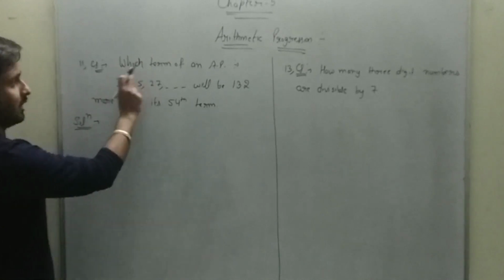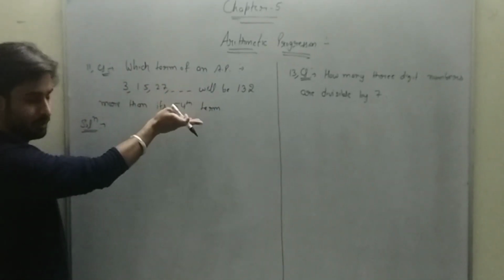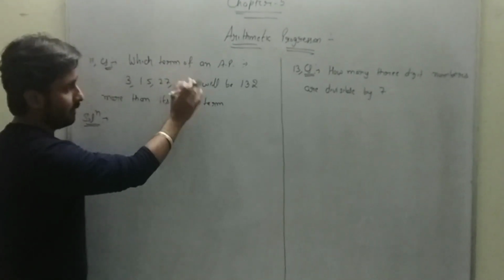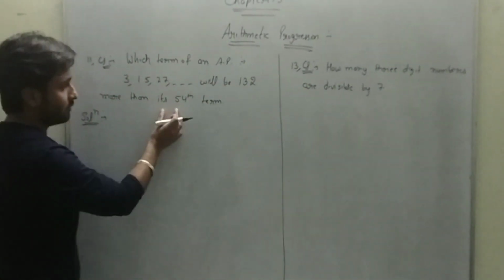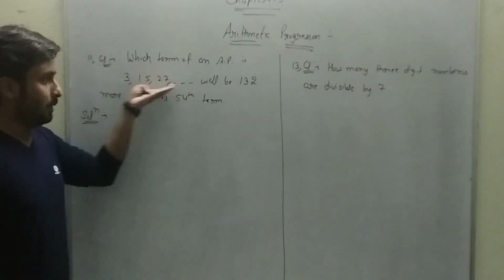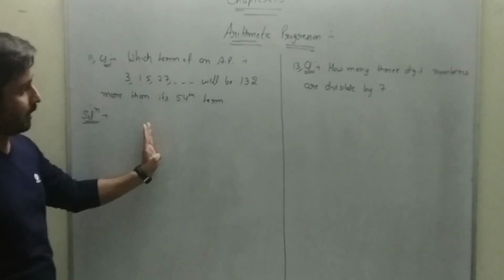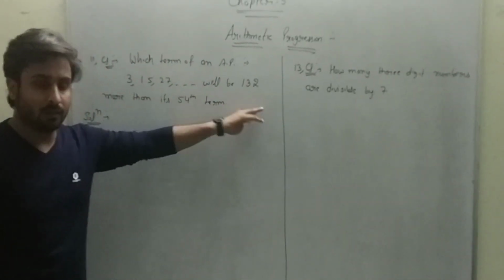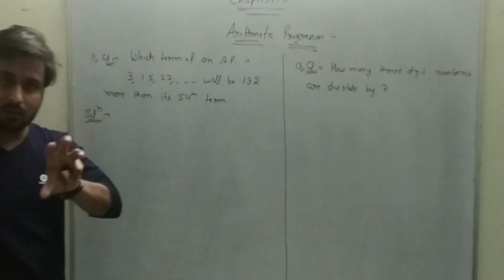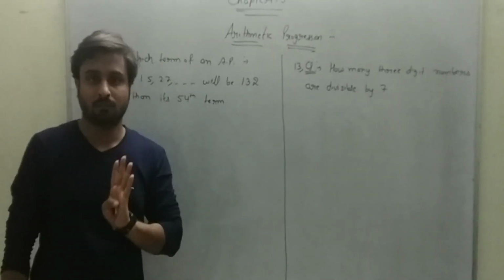Question number 11 is: which term of an AP 3, 15, 27 ... So this is an AP given. Which term of this AP will be 132 more than its 54th term? First understand the question. We have been given an AP. We have to find its 54th term, and then we have to add 132 to that. Then the number will come. We take that number as an, and we have to find n.